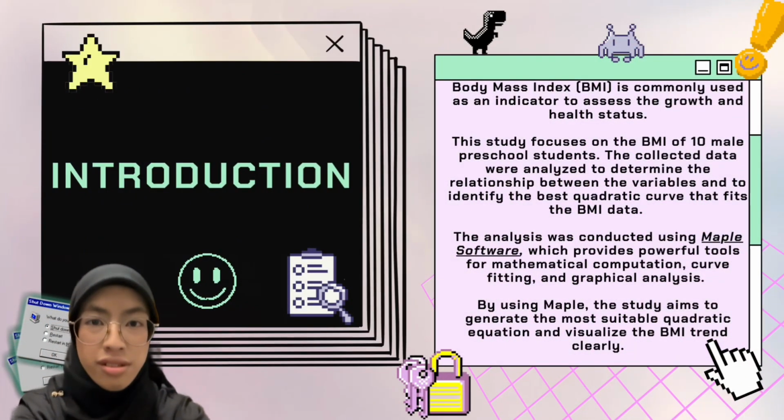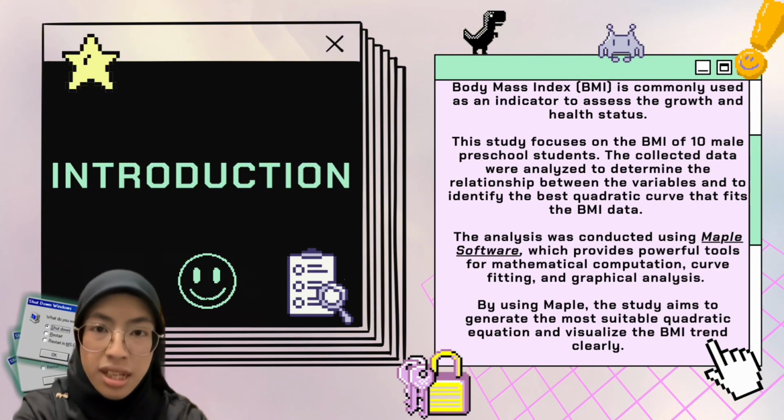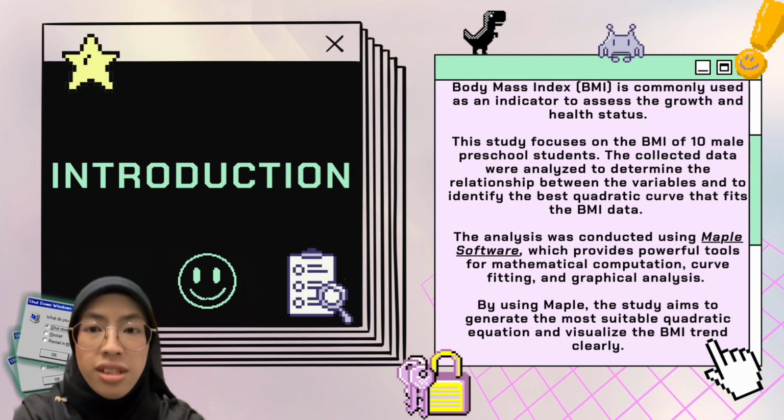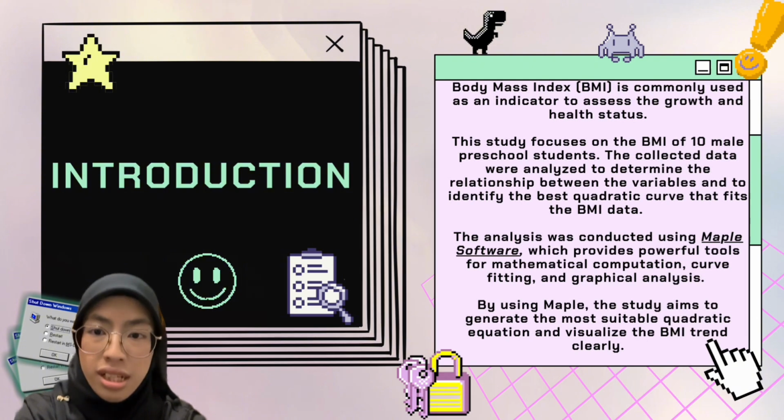So as we all know, body mass index is often used as an indicator to assess the growth and health status of somebody. For preschool children, maintaining a healthy BMI is important as it reflects their proper nutrition, physical activity, and also their overall health. This study focused on the BMI of 10 male preschool students. The collected data was then analyzed by us to determine the relationship between the variables and to identify the best curve that fits the BMI data.